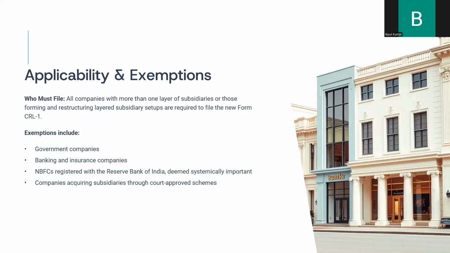Applicability of this form: who will file it? All companies with more than one layer of subsidiaries, or companies forming and restructuring layered subsidiary setups, are required to file the new Form CRL-1. Exemption is provided to the following types of companies: first, government companies; second, banking and insurance companies; third, NBFCs; and fourth, companies acquiring subsidiaries through a court-approved scheme. These types of companies are exempted from filing Form CRL-1.